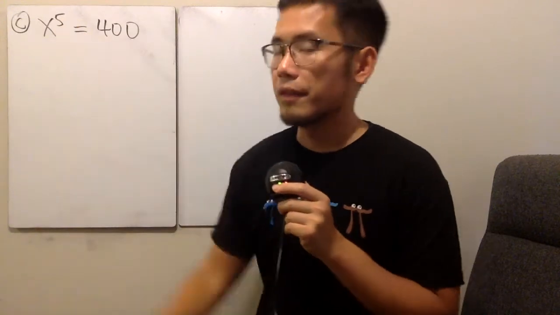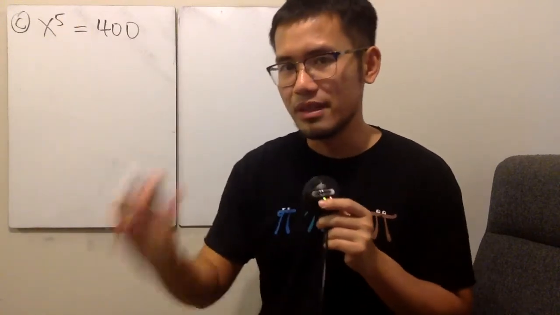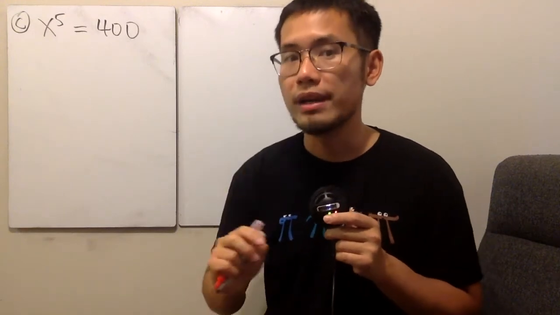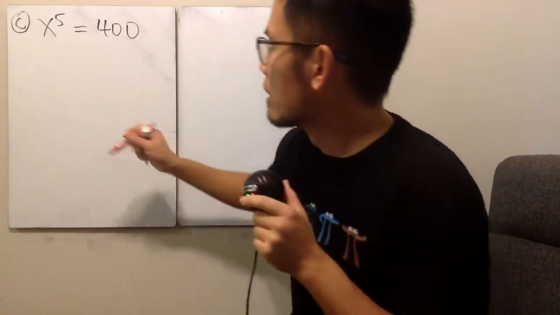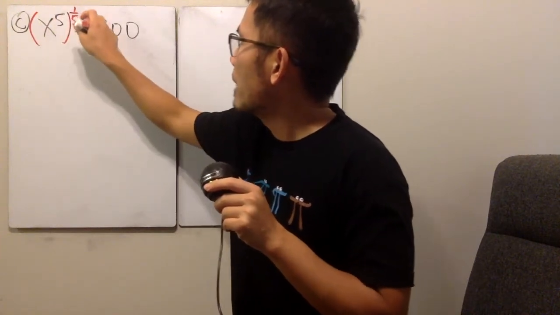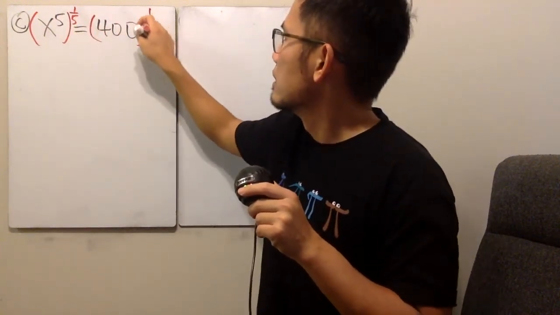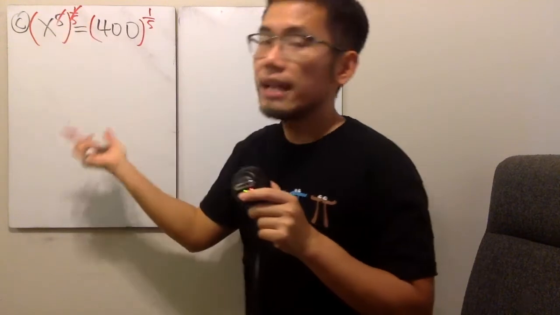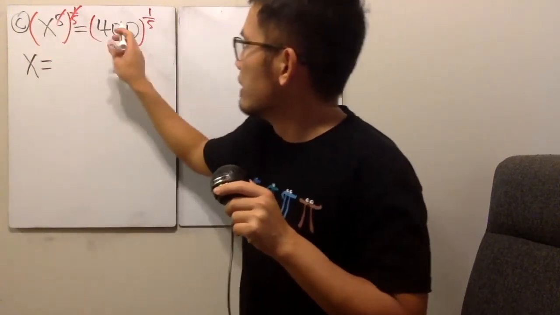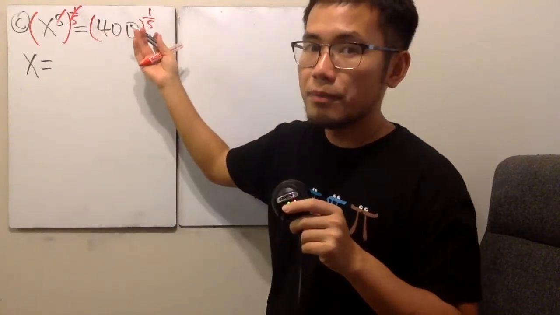How can we get rid of the 5? 5 is in the power. In this case, you can do it two ways. You can do it like this. Raise both sides to the 1 over 5 power, so that this and that will cancel. That's totally okay. And you end up with x equals 400 to the 1 over 5 power.